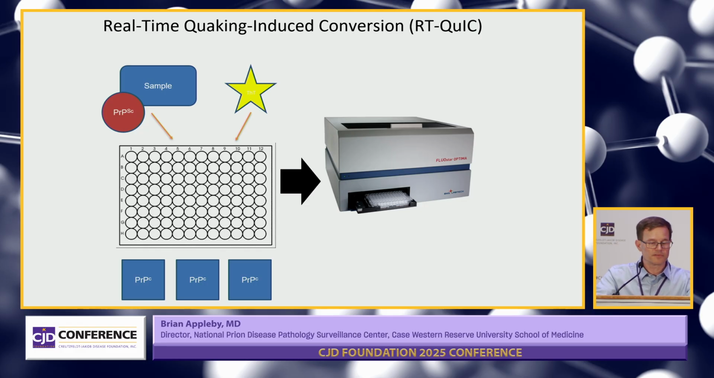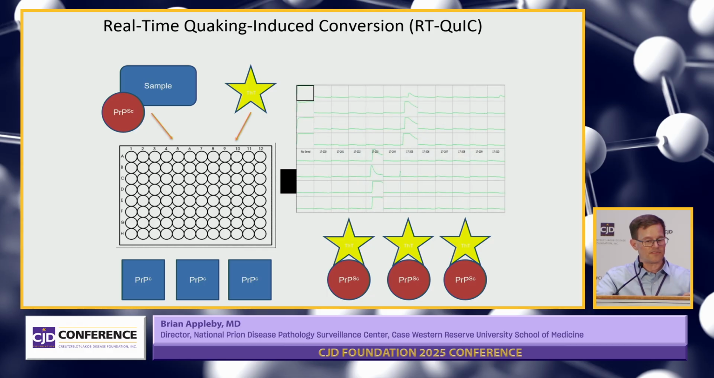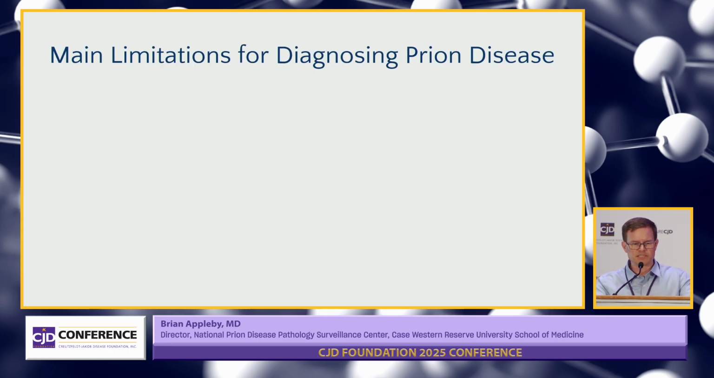We put it in, for lack of a better term, a shake and bake oven for about 60 hours. That kinetic energy will, if there's prion protein present, convert the normal prion protein into itself, and it will start amplifying to the degree that we can actually detect it through that phosphorescent dye. Again, we wouldn't expect that really to be positive in anything but prion disease.